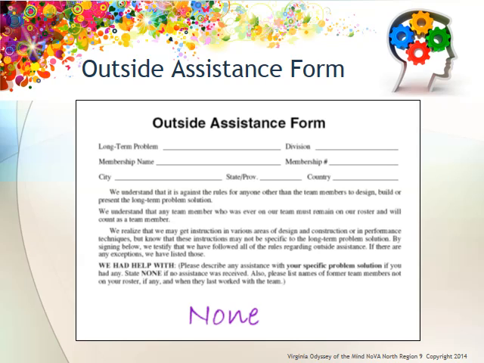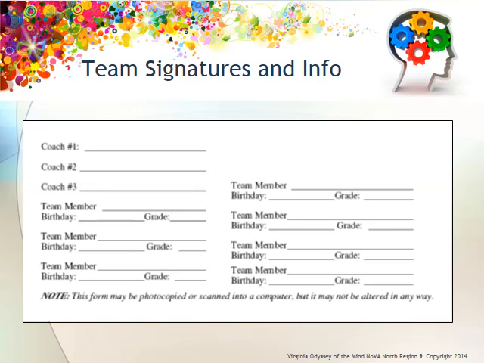The outside assistance form gives the team a place to acknowledge any outside assistance they may have received. If you received no outside assistance, enter none in the text space, but don't leave it blank. Each person needs to sign the bottom of the form, him or herself. This is not a place for one person to fill out the form on behalf of the entire team.